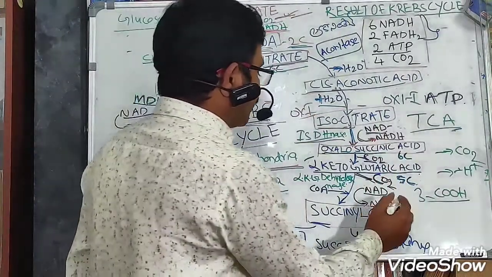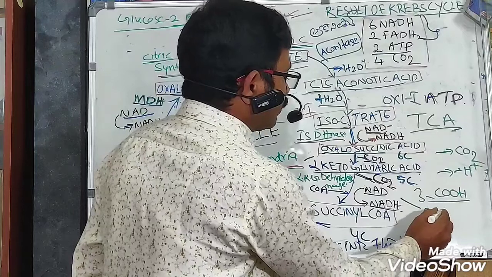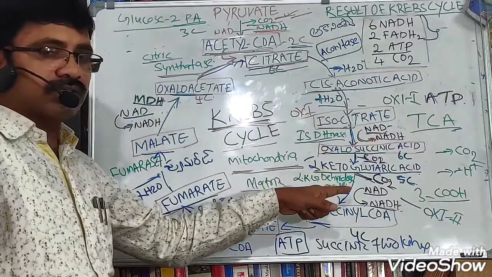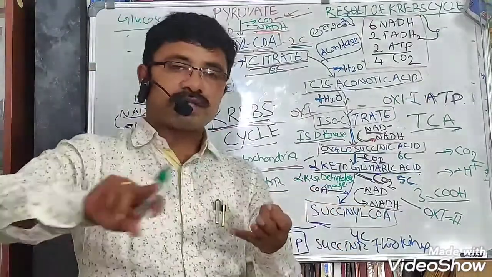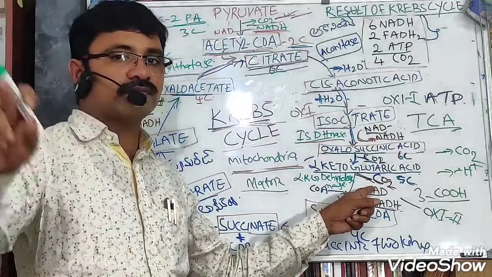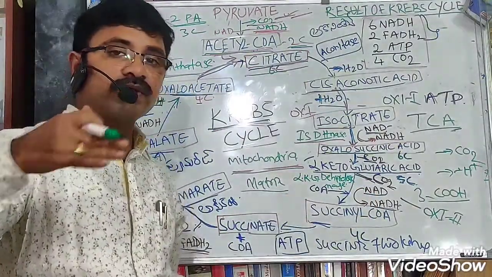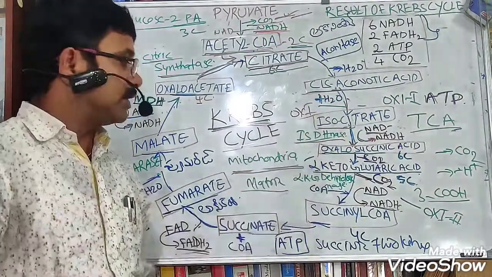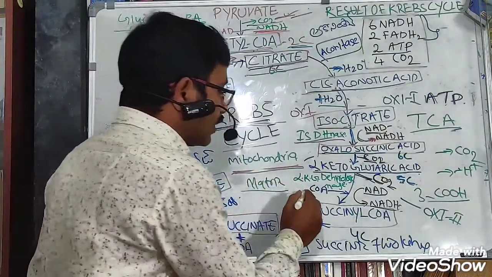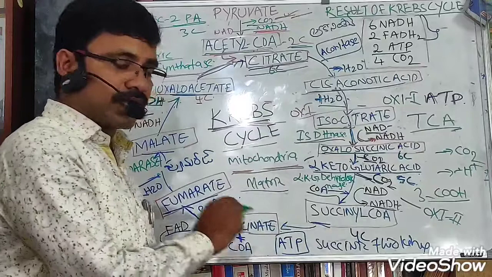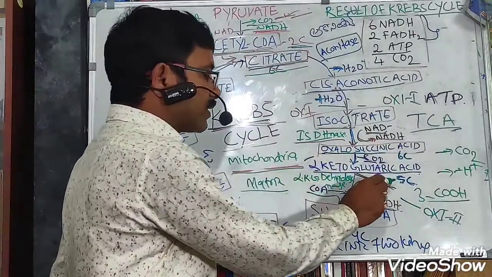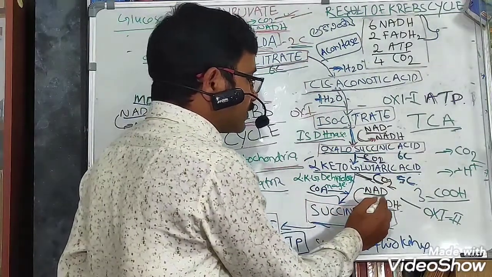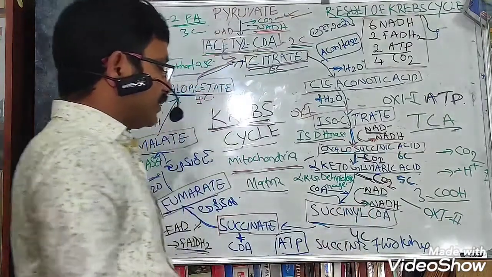Next, oxidation 2, the second oxidation reaction. The alpha ketoglutaric acid undergoes decarboxylation, meaning removal of a carbon dioxide molecule, and oxidation, the removal of hydrogens. Here one more interesting coenzyme, coenzyme A, is also added in this reaction. As a result, alpha ketoglutaric acid converts into succinyl CoA. Here the released hydrogens are received by NAD to form NADH.